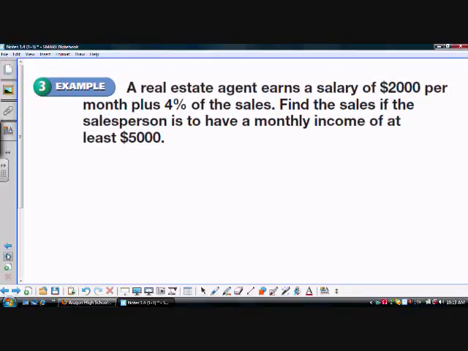Last bit. A word problem that is not nearly as hard as Einstein's word problems. Challenging, not hard, challenging. A real estate agent earns a salary of $2,000 per month plus 4% of the sales. Find the sales if the salesperson is to have a monthly income of at least $5,000. Anybody want to take a stab at setting up an inequality based on that word problem? Think about it for a minute.